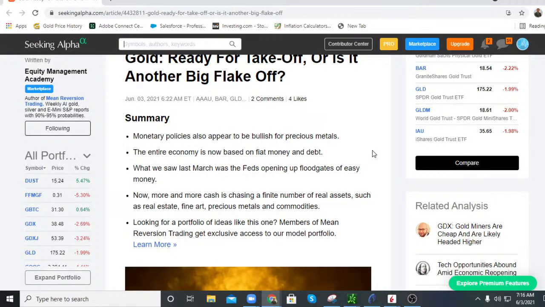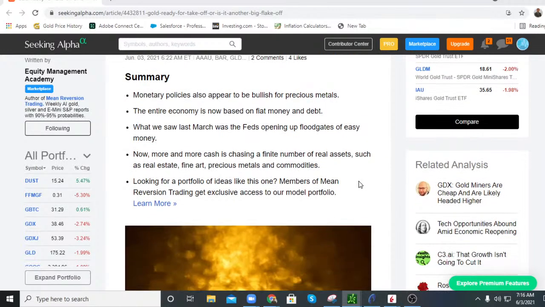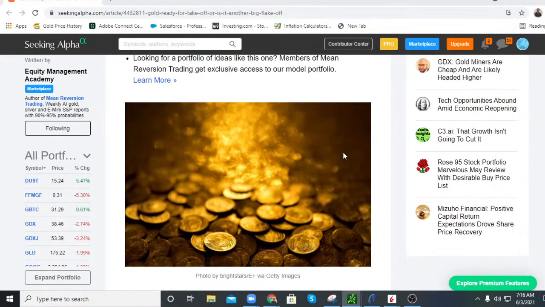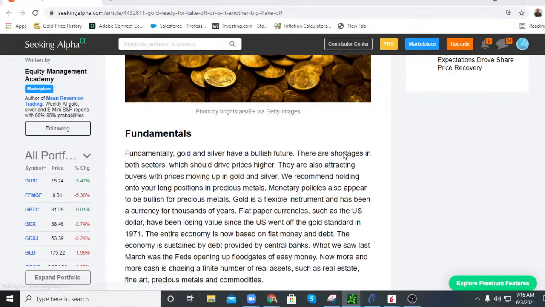The entire economy is now based on fiat money and debt. What we saw last March was the Fed opening up floodgates of easy money. Now, more and more cash is chasing a finite number of real assets, such as real estate, fine art, precious metals, and commodities. If you're looking for a portfolio of ideas like this one, members of Mean Reversion Trading get an exclusive access to our model portfolio by reaching out to seekingalpha.com.